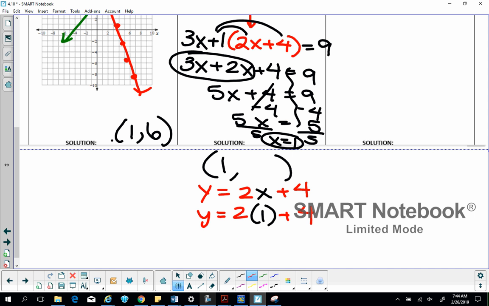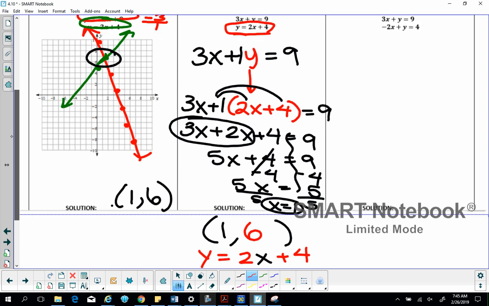So what is 2 times 1? 2 times 1 plus 4, 6. So I know that my y coordinate is 6. Notice it is the same answer as the other method. So I'm pretty sure these are the same equations written 3 different ways. We're just going over how it's best to use each one. Does that make sense?